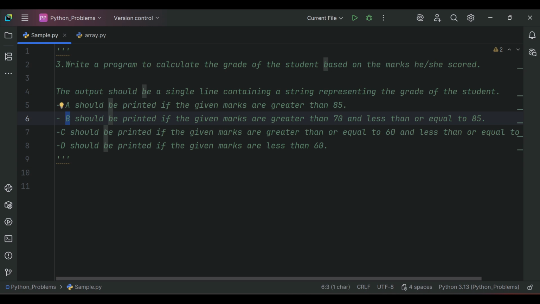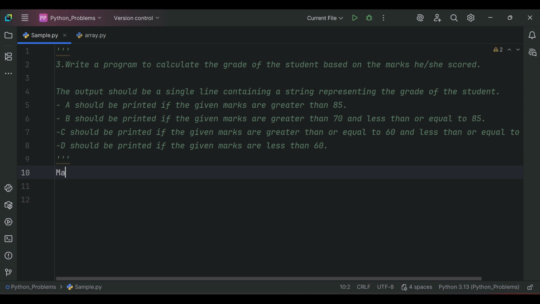Suppose he will get a grade, the marks between 70 and 85. Okay, 70 and 85. Suppose if he will get C grade, the marks should be between 60 and 70, I think. Okay, 60 and 70. Suppose below 60 is there, the grade should be D. Okay, now write a program.